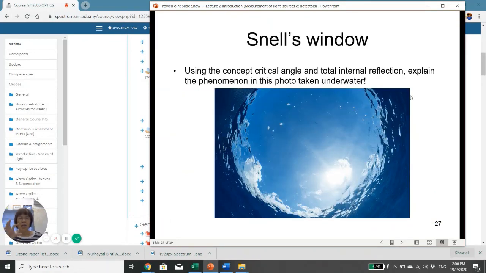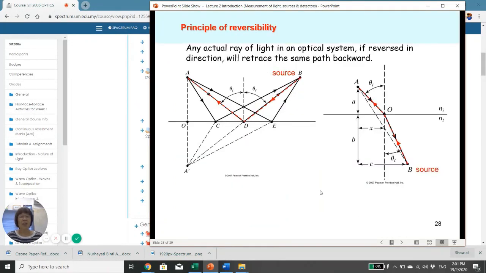Along with the concept that we just learned, this is one of its manifestations. You are swimming underwater. You look up at the surface and you will see a circle. This is called Snell's window. You can perhaps explain on your own: think about why the view is limited here, and what else you can see.